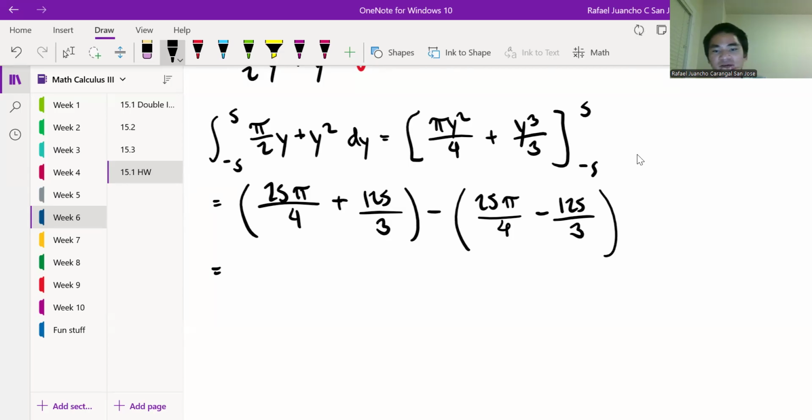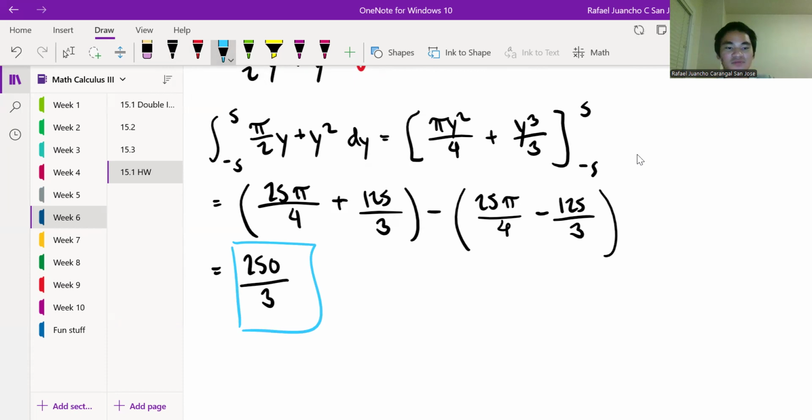And then what happens now? Notice here this gets canceled, right? 25 pi over 4 minus this. But here I added these two. So I got 2 times this. So I got 125 times 2. That's 250 over 3. And so that's my value, or that's my answer, right?